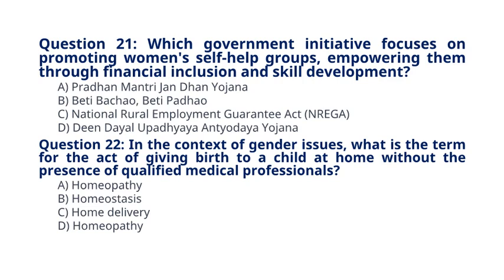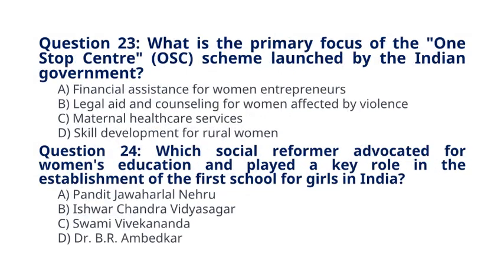Question 22. In the context of gender issues, what is the term for the act of giving birth to a child at home without the presence of qualified medical professionals? A. Homeopathy. B. Homeostasis. C. Home delivery. D. Homeopathy. The correct answer for question 22 is option C. Home delivery.